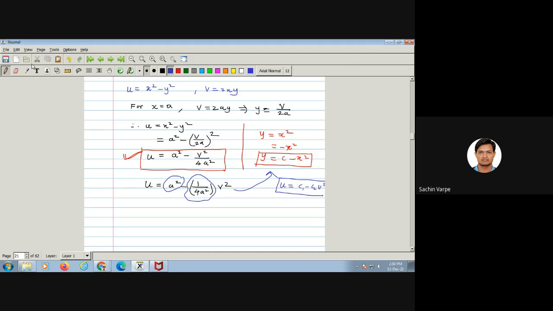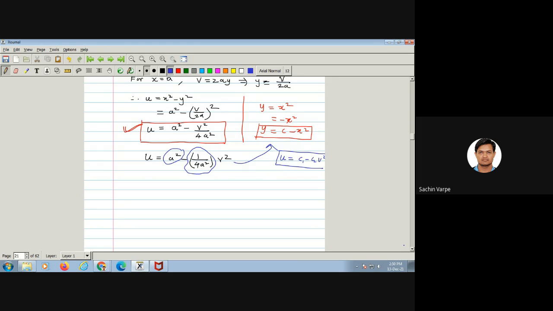Okay. Then next, you can also write this as u minus a square is equal to minus of v square by 4a square, so that you will come to know that y plus c or y minus c equal to minus x square is a parabola. Okay, however you do it, try to get the things. This is an inverted parabola.